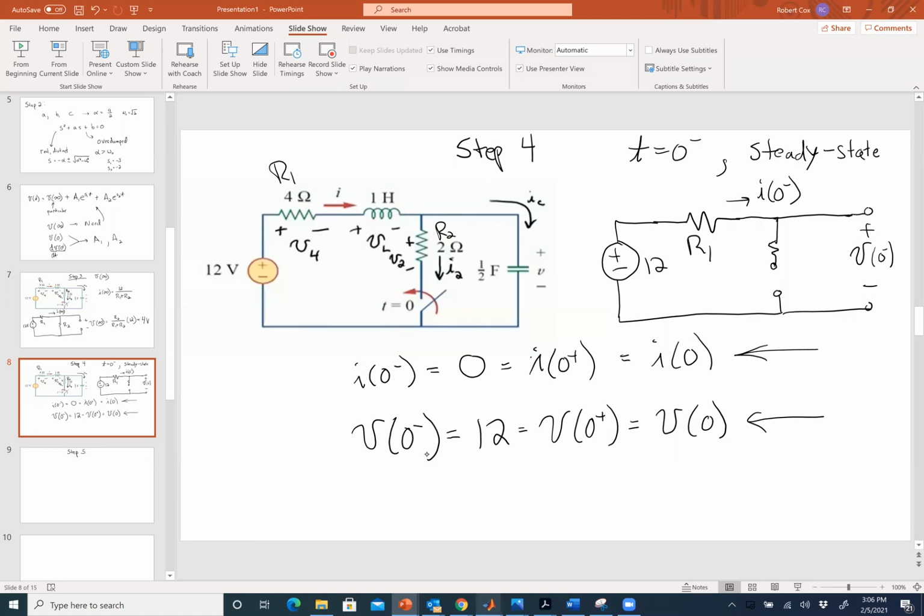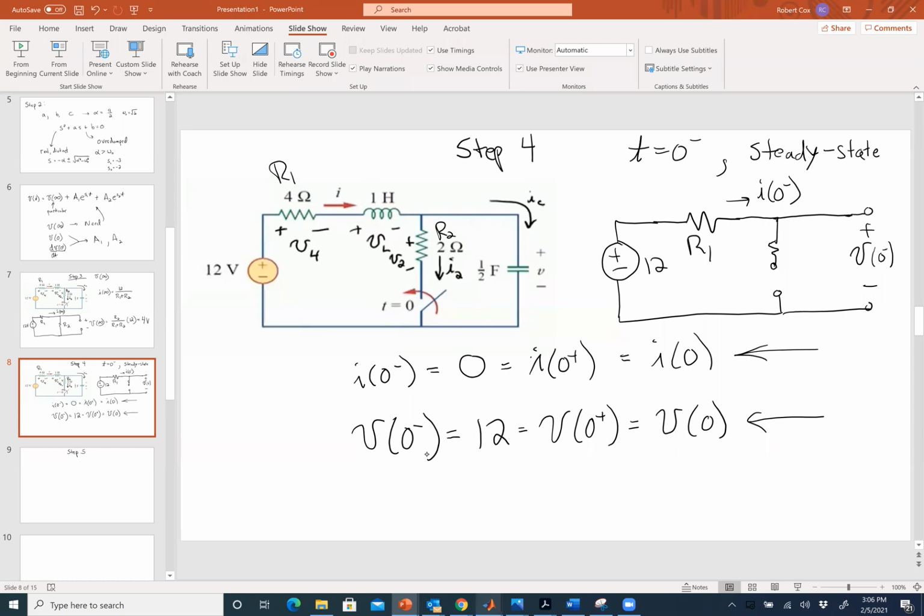Does that make sense? It does. It just, I don't know. I know 0 minus is in steady state. 0 plus is in our transient. 0 plus is not the whole transient period. It's the very beginning of the transient period. It's a nanosecond or picosecond after the transient period has started.